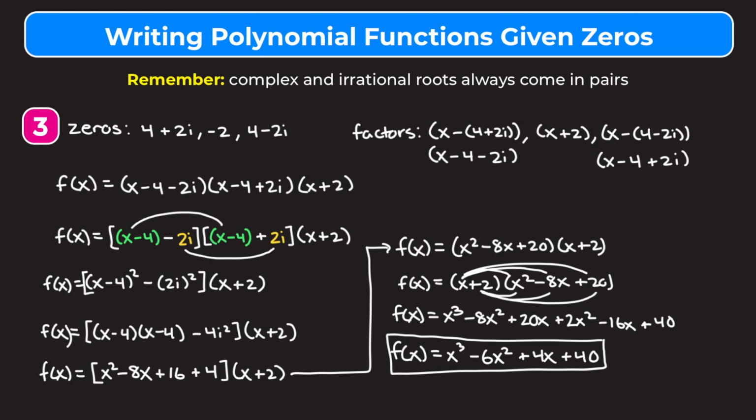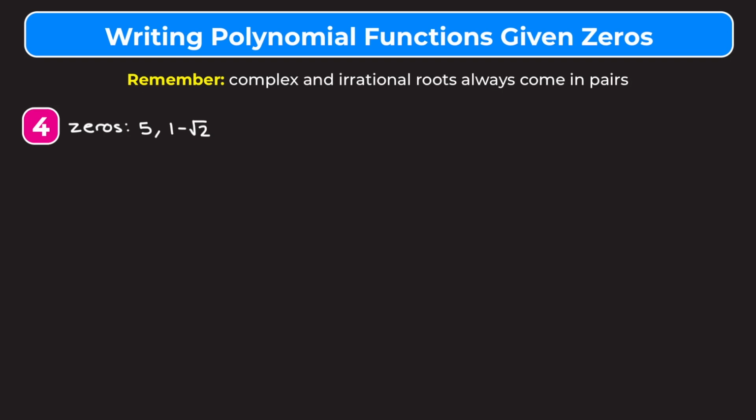Let's go through one more example that involves irrational roots. So for our last example, we are given the zeros 5 and 1 minus the square root of 2. So just like complex roots, irrational roots are also going to come in pairs. So if 1 minus the square root of 2 is a root, 1 plus the square root of 2 is also going to be a root. So you change the sign in front of the root.